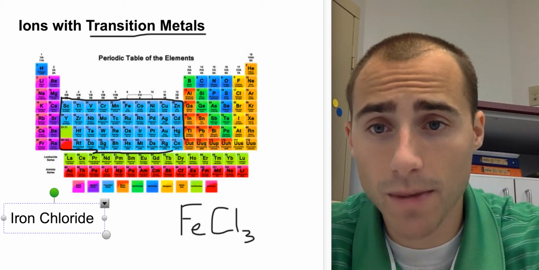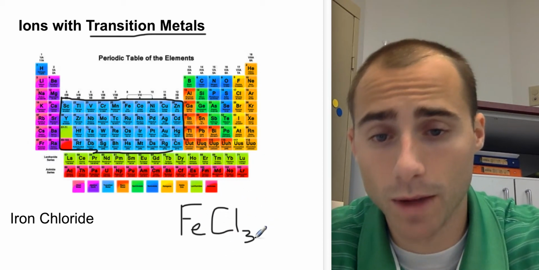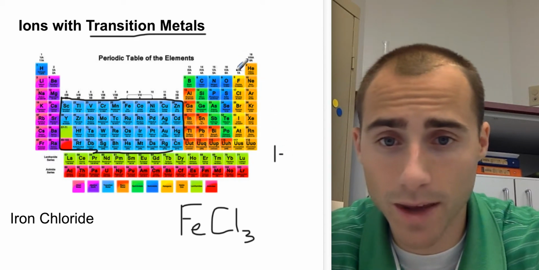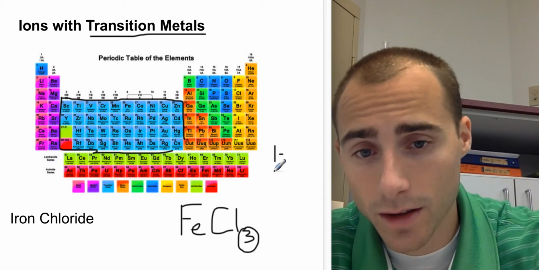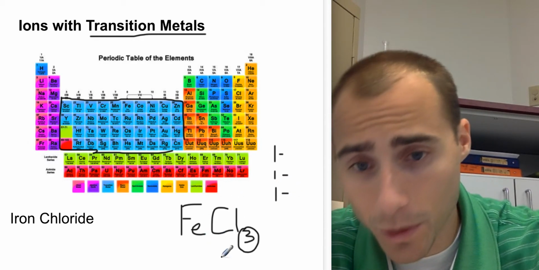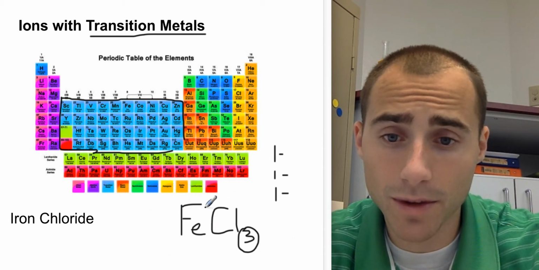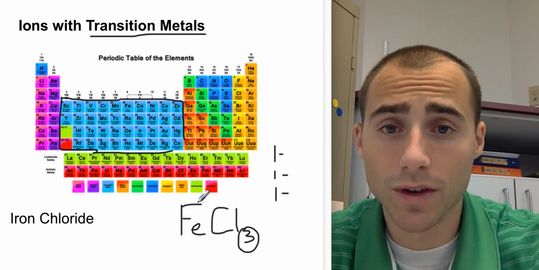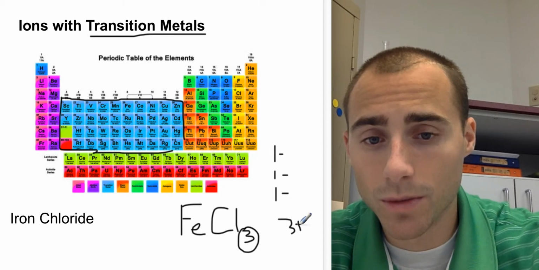Well, I look at my second element, my nonmetal here, and find out the charge that it would have if it were by itself. Chlorine has 1 minus because it's in this column. But how many chlorines do we have? We have 3 chlorines, so that would be 3 1 minus charges put together. Overall this has a charge of 3 minus, and if the compound has no charge at all, then our iron must have a charge of what? If this has a charge of 3 minus, what does this need to have a charge of?